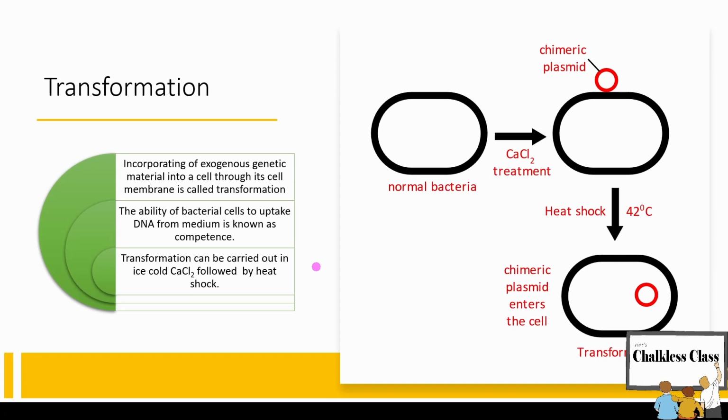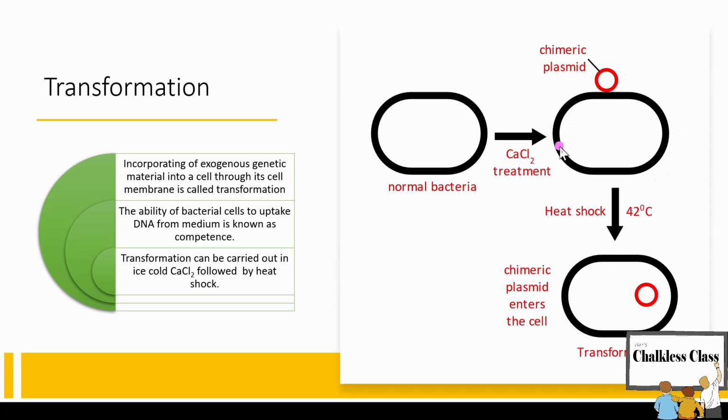Transformation. Incorporating foreign genetic material into the cell through its cell membrane is called transformation. Let us take this DNA sequence. It is a chimeric plasmid. Chimeric plasmid means the plasmid with some foreign DNA is called chimeric plasmid or recombinant DNA, or we can call it chimeric DNA. Inserting this chimeric DNA into the host cell through its cell membrane is called transformation.